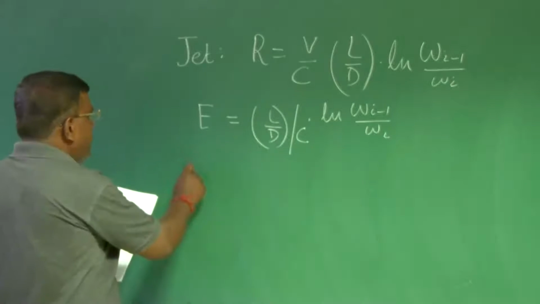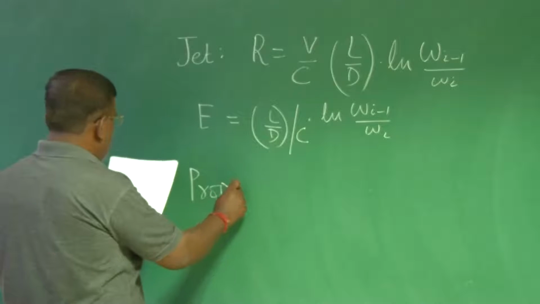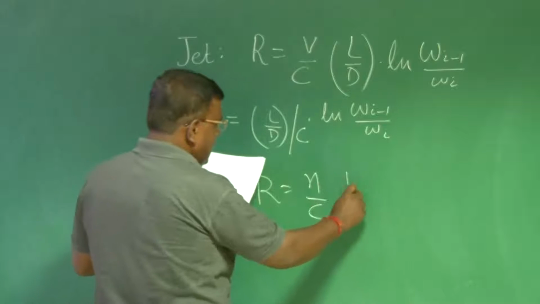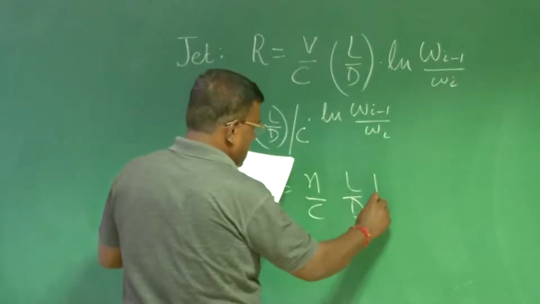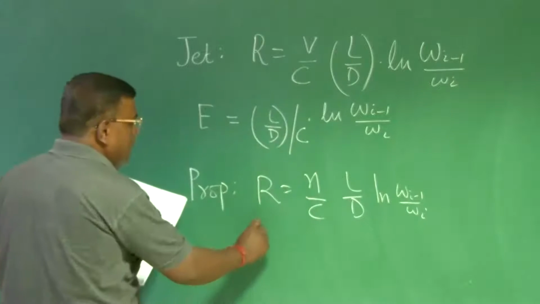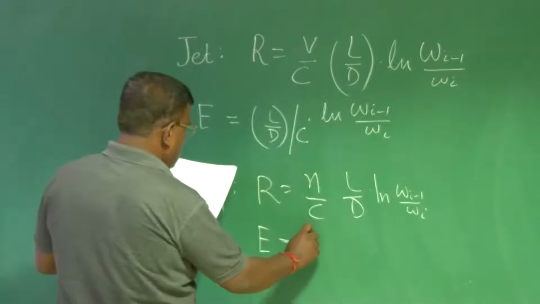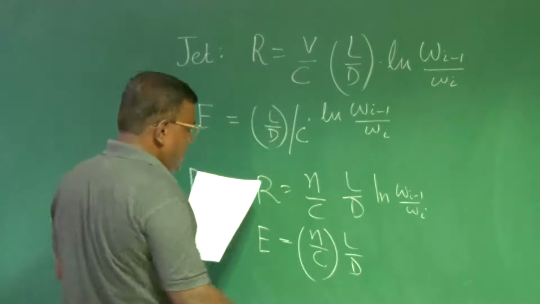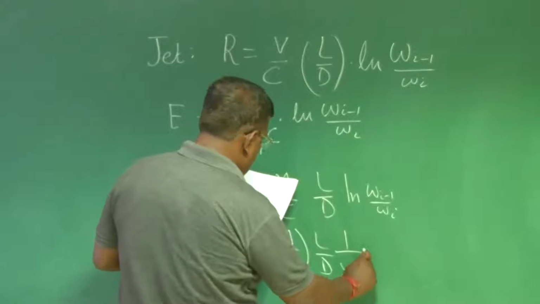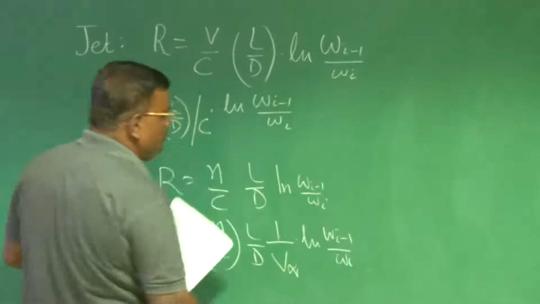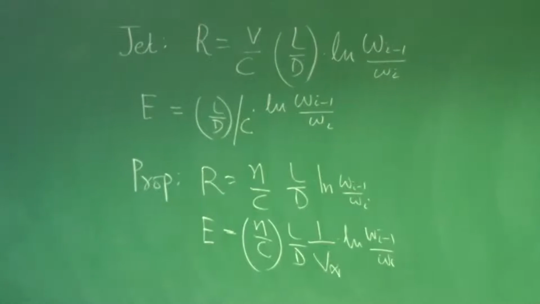Similarly, for a propeller-driven engine, we know that R is eta by C, L by D, ln Wi minus 1 by Wi. Similarly, endurance is eta by C, L by D, 1 by V infinity into ln Wi minus 1 by Wi. This we have derived, right?